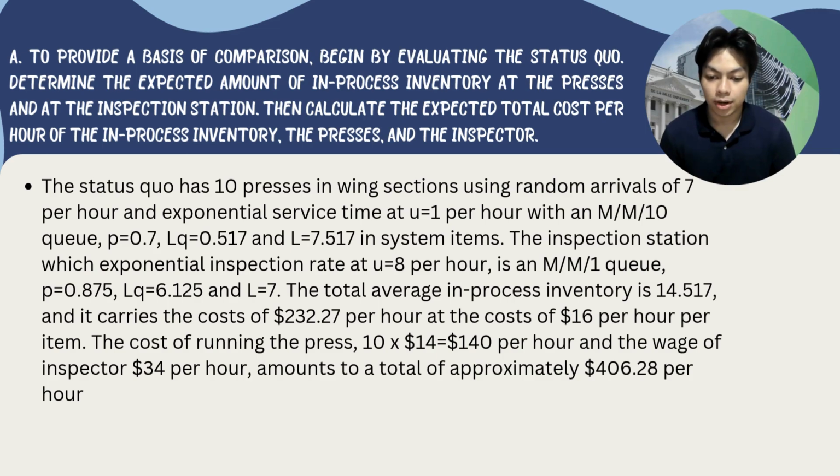The total average in-process inventory is 14.517, and it carries a total cost of $232.27 per hour at the cost of $16 per hour per item. The cost of running the press, 10 times $14, equals $140 per hour, and the wage of the inspector, $34 per hour, amounts to a total of approximately $406.28 per hour.